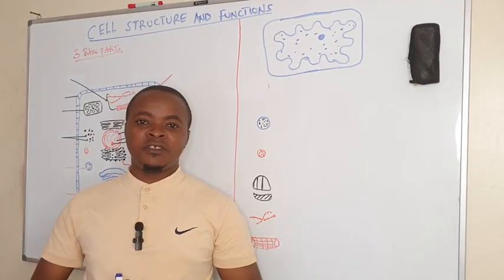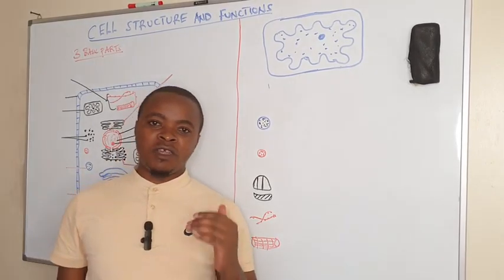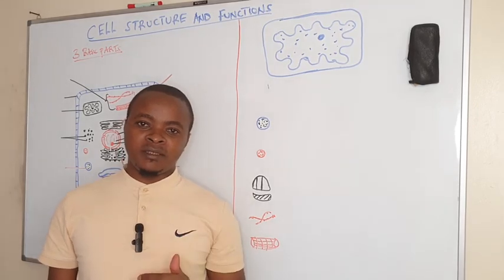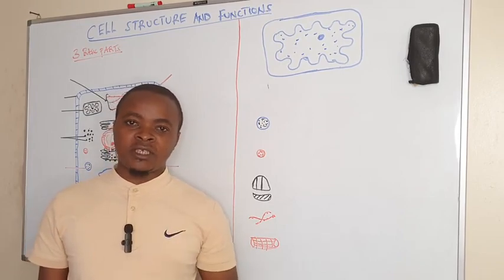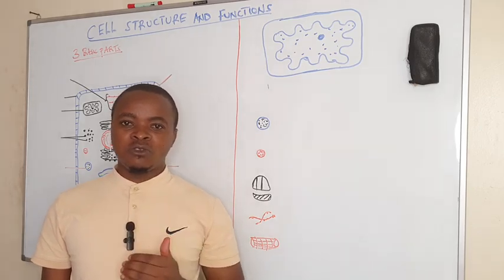In today's video at Medical Sciences, we want to discuss the structure of the eukaryotic cell and the function of each part. So we're going to look at different parts of the eukaryotic cell and then their function. That's what we are going to look at in this session.